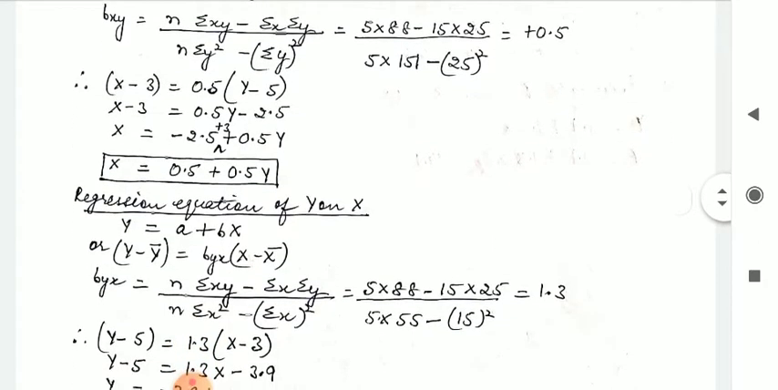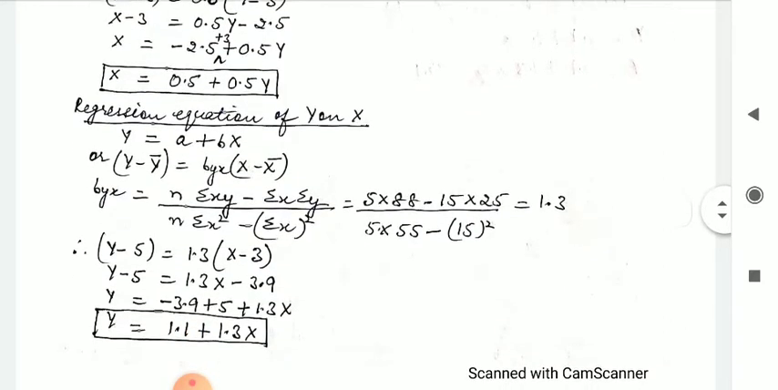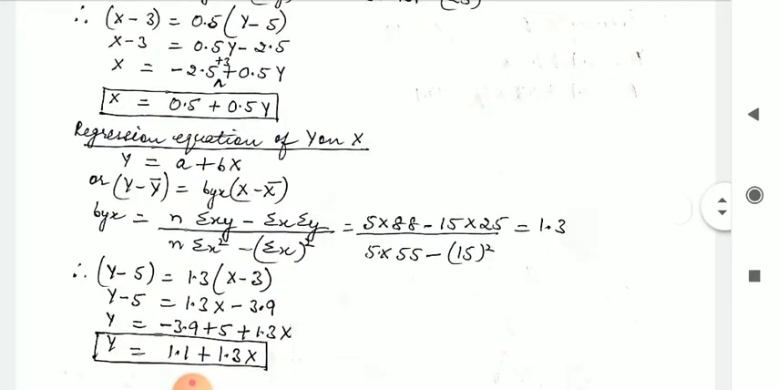Similarly, with the same steps, we are going to calculate regression equation of y on x. Now, regression equation of y on x is y is equal to a plus bx, or it can be written as y minus y bar is equal to byx into x minus x bar. Now, in this case, byx is another regression coefficient. It is the regression coefficient of y on x.